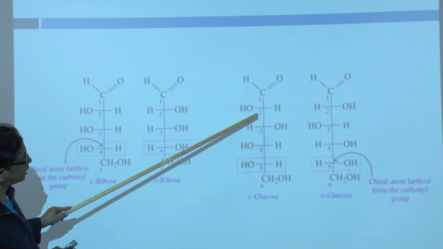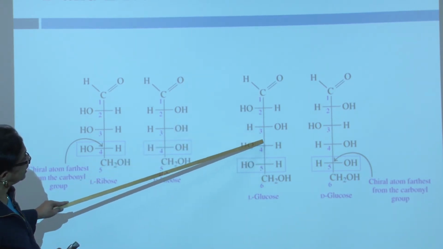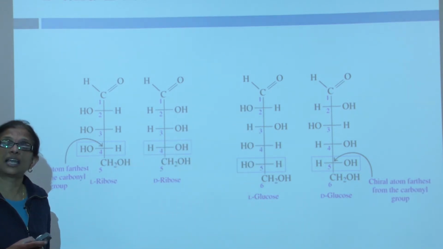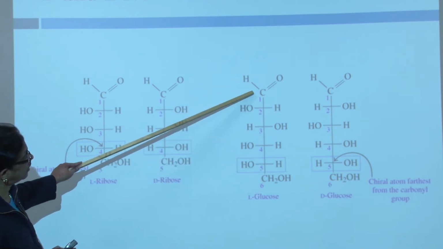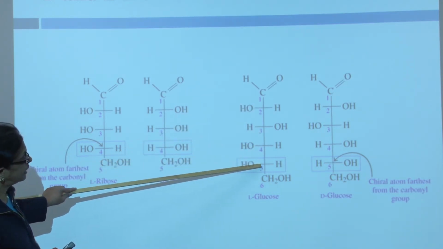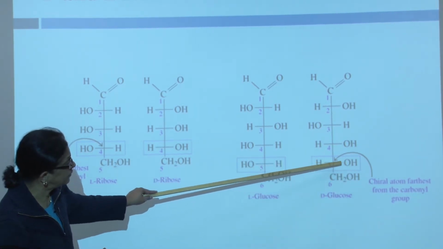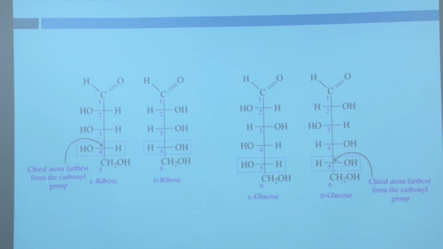This is a glucose molecule. You can see there are 6 carbons, 1, 2, 3, 4, 5, 6. The molecular formula is C6H12O6. This is the carbonyl group, and this is the chiral carbon furthest away from the carbonyl group: D, L. So D-glucose, L-glucose. If you see the terms, now you know what they mean. How do you identify a D and L?